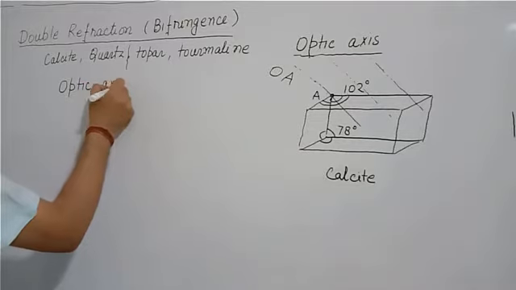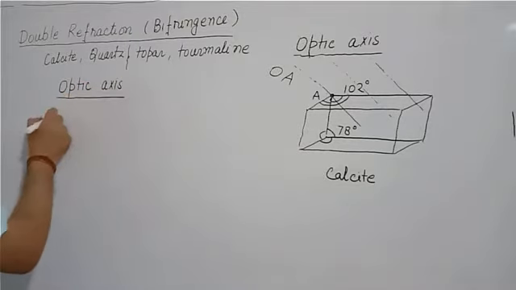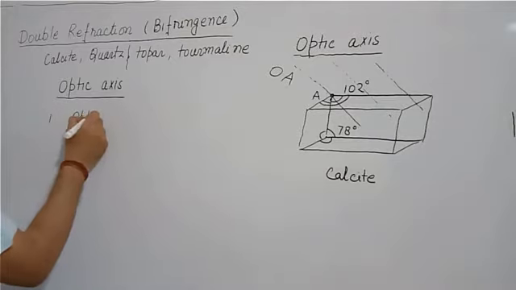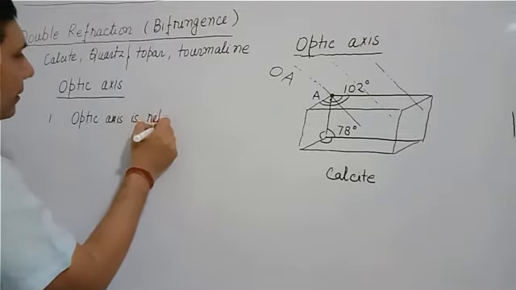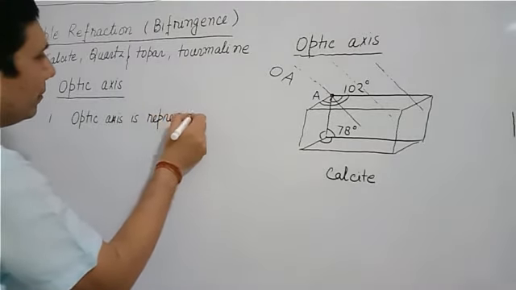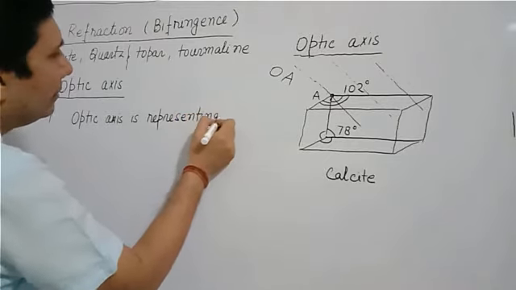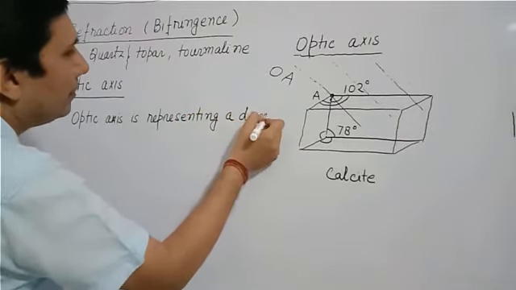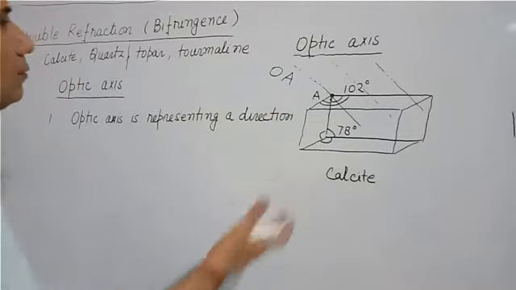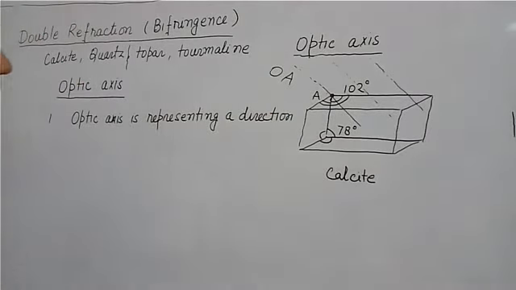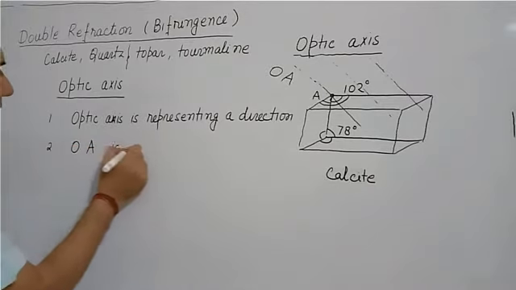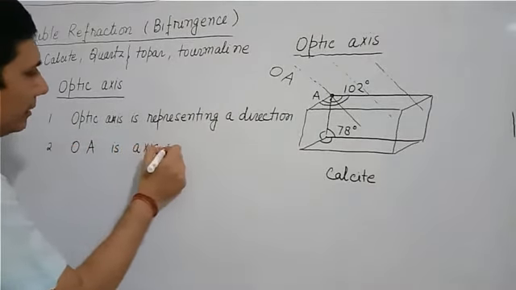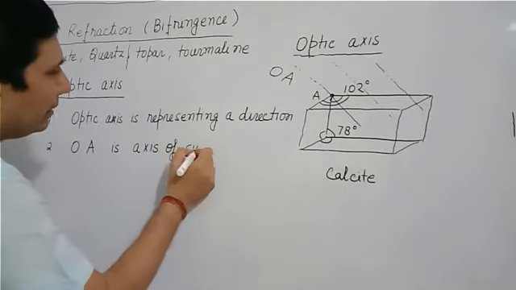So what is optic axis? Optic axis is representing a direction. And any line parallel to this optic axis, that will also act as optic axis. Second, this optic axis is axis of symmetry.